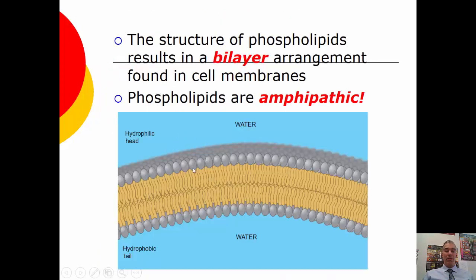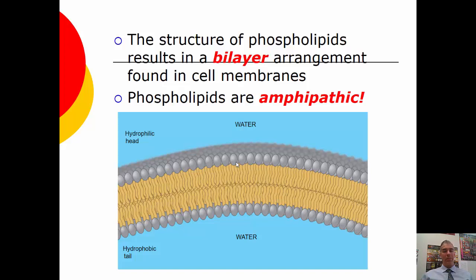And the cell membrane is this lipid bilayer. But why do they orient this way? It's because they have these hydrophilic heads and these hydrophobic tails. The hydrophilic heads will always orient themselves towards water because they're hydrophilic, they love water, and the hydrophobic tails will orient towards themselves.